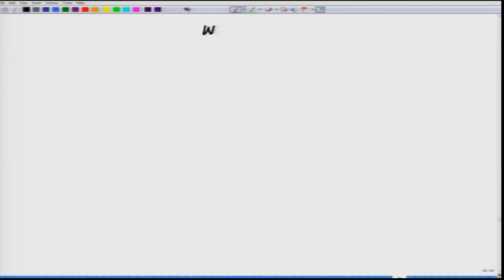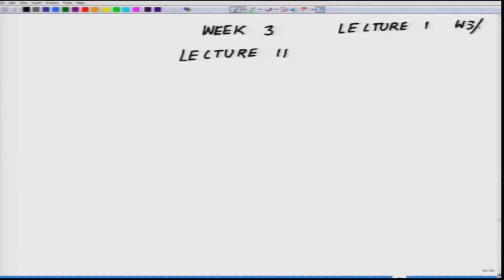Just to put it in context, we are into week 3. This is lecture 11, the first lecture of week 3, W3 L1. What we are doing today is touching upon the relation between E0 and the equilibrium constant.